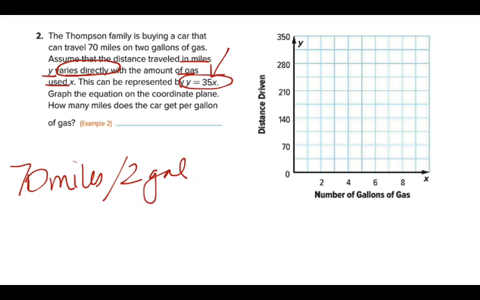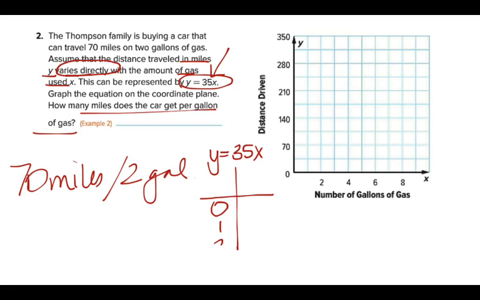How many miles does the car get per gallon? So you have a couple options here. I could take this equation and I could make a table. And I could pick an x and get y's. So if I pick my x, I would say 35 times 0 equals 0. 35 times 1 equals 35. So all I'm doing is doing like a function table where I take the x and I substitute it into the equation and get a y.